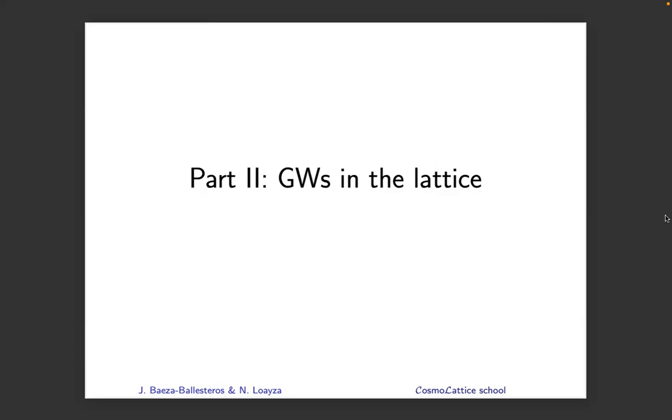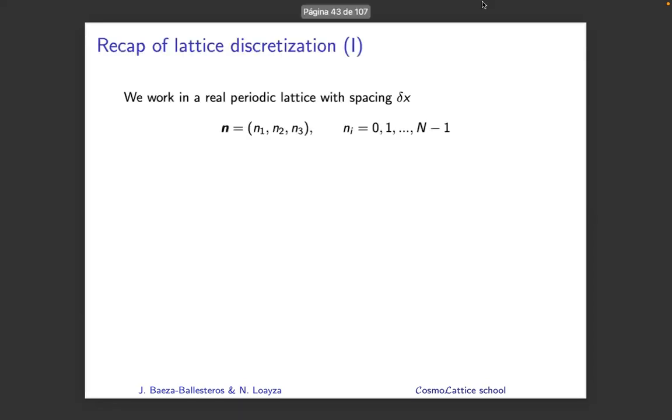So let's now talk about how gravitational waves are implemented in the lattice. I already told you a lot of times about this, but let's remember a little bit what the lattice is. Basically, it's a periodic set of points that are spaced by a dx, and we can define every lattice site as a position vector that goes from 0 to N minus 1, where N is the number of points per dimension.